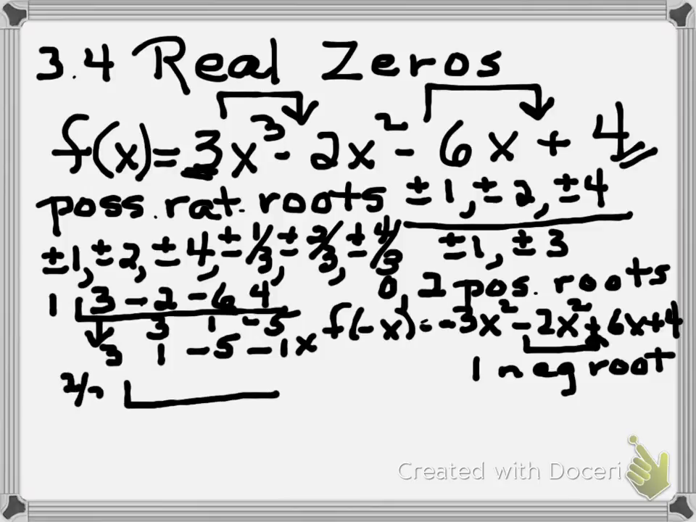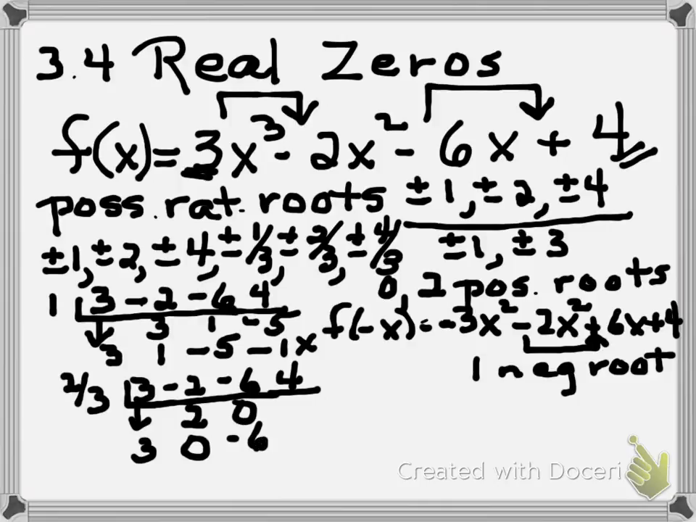So I'm going to pick 2/3. Still using 3, -2, -6, and 4. So bringing down the 3. 2/3 times 3 is 2. -2 and +2 is 0. 2/3 times 0 is 0. -6 and 0 is -6. And 2/3 of -6 is -4. And I did get a remainder of 0. Therefore, I know that 2/3 is one of the roots that works.